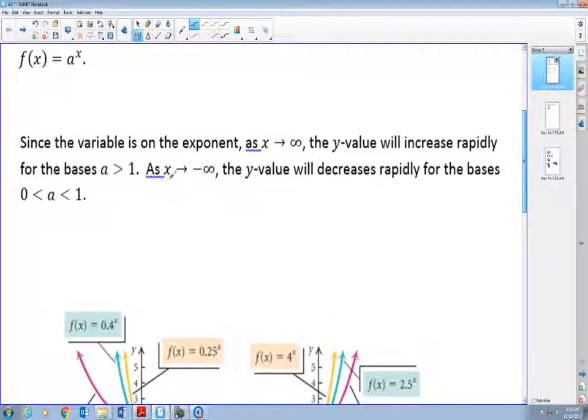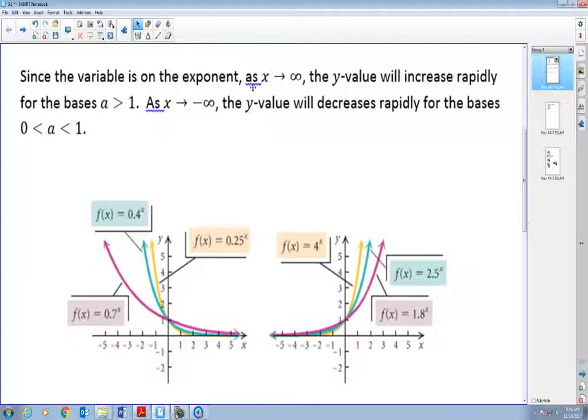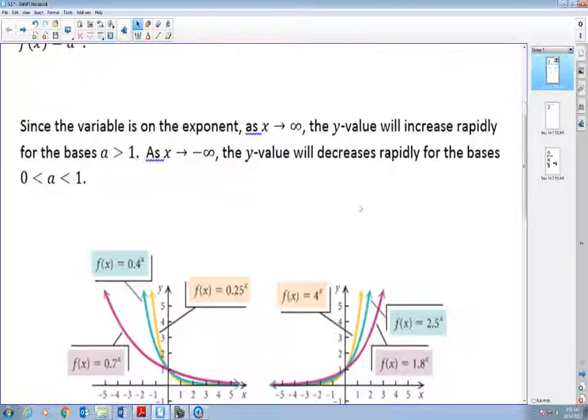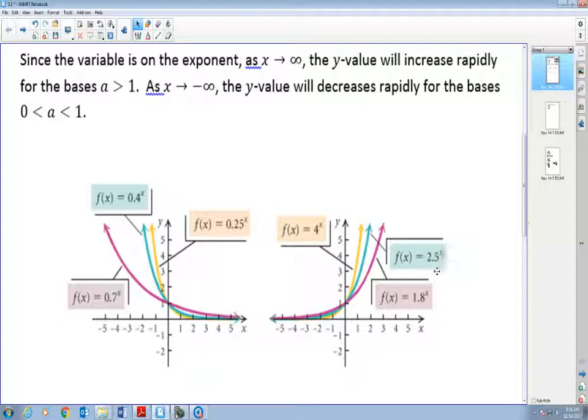Alright, so since the variable is going to be on the exponent, as my exponent variable keeps on getting larger, what's going to happen with my y value is it will increase very, very rapidly for the bases that are greater than 1. So in this picture on the right, all my bases are bigger than 1. So when the variable is on the exponent and these x values get larger and larger, my y value will shoot up faster and faster.